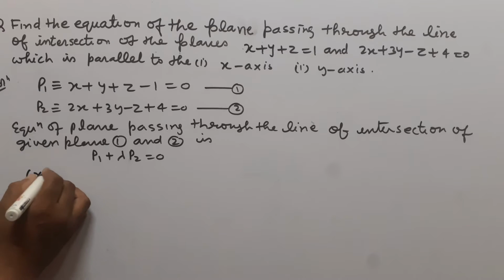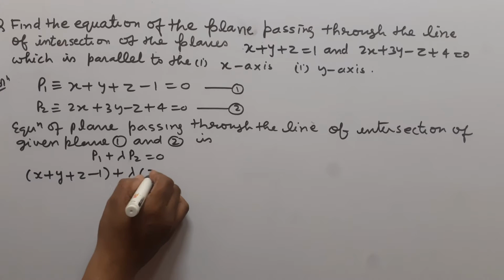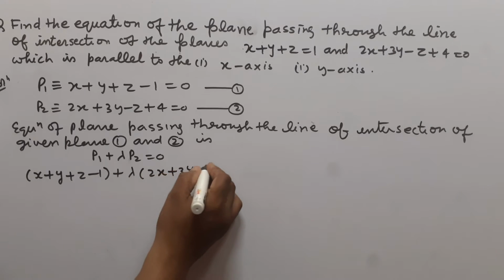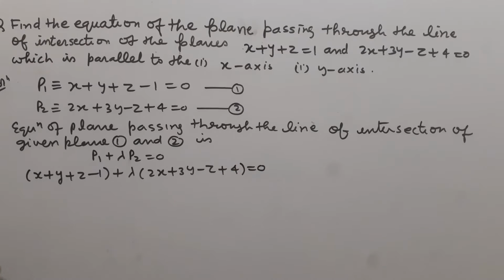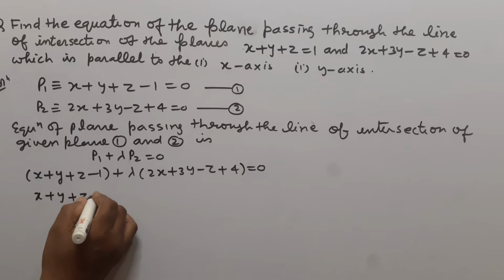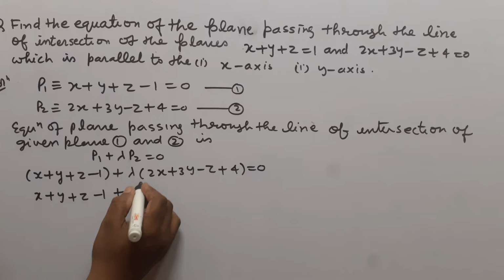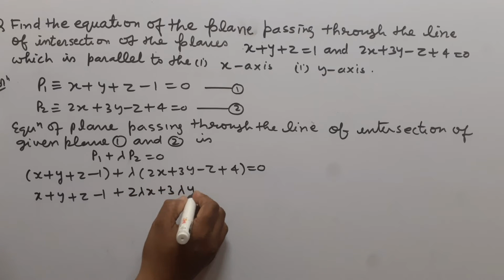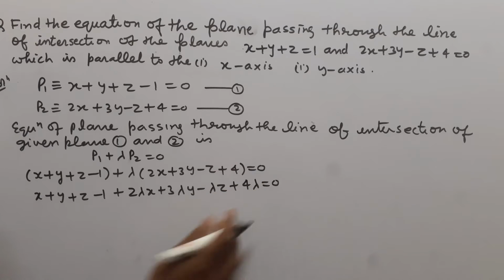So we write here x plus y plus z minus 1 plus lambda times (2x plus 3y minus z plus 4) equal to 0. Now we solve this. So we write here x plus y plus z minus 1. We multiply this lambda in each term and open this bracket. So we get 2 lambda x plus 3 lambda y minus lambda z plus 4 lambda equal to 0.